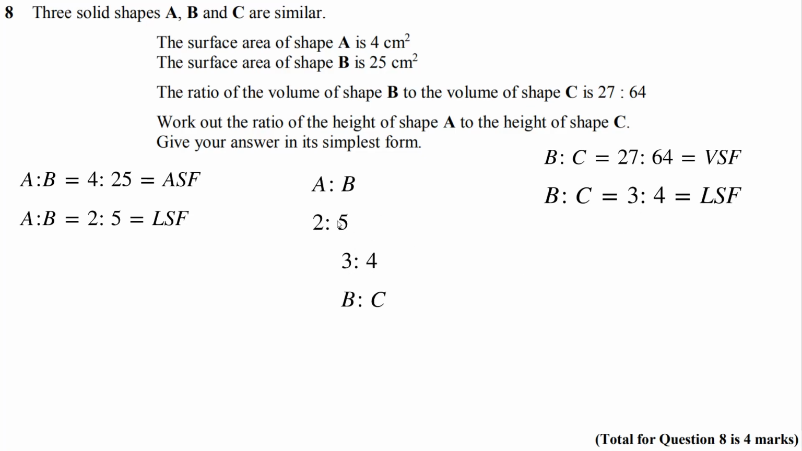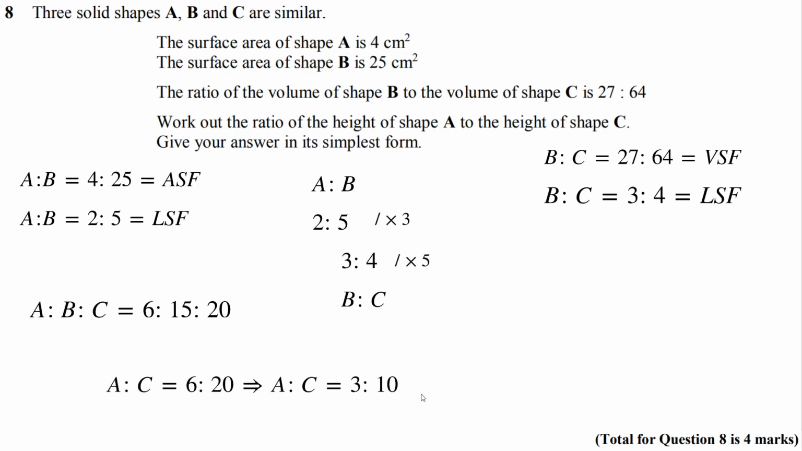So just write it down like this. This is how I usually do it. And you want the B's to match up. So we can put this all as one ratio. So we can multiply this one by 5 and multiply this one by 3. So you have 6 to 15 to 20. We want the ratio of A to C. So A to C is 6 to 20, but it simplifies to 3 to 10. And that's your answer.